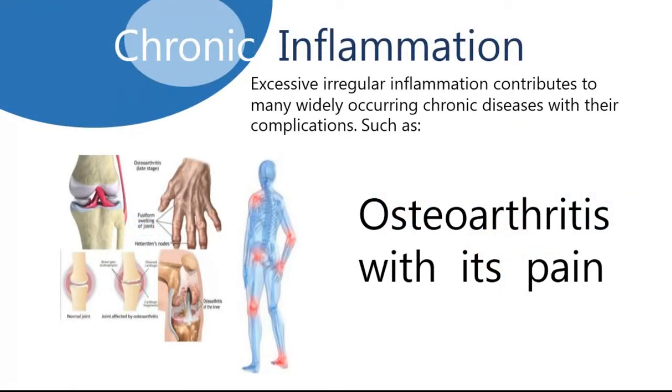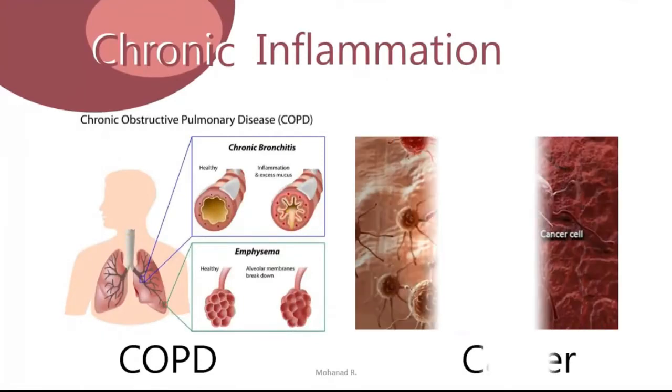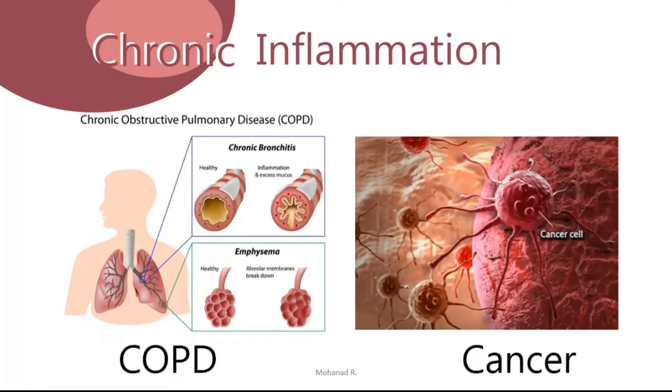But unfortunately, excessive irregular inflammation contributes to many widely occurring chronic diseases with their complications, such as osteoarthritis with its pain, COPD with its annoying bad effect on the respiratory mechanism, and even cancer can result from that continuous dysregulated inflammation, so improvement is needed. But how does this improvement occur?